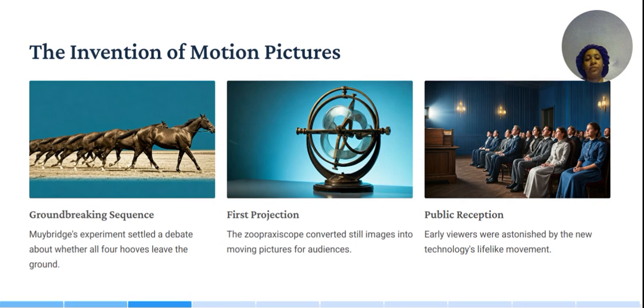So, the invention of moving pictures, the groundbreaking sequence: Muybridge's experiment settled the debate whether all four hooves leave the ground. So he's the one who created the moving image of the horse being ridden, and it's like a revolving image.